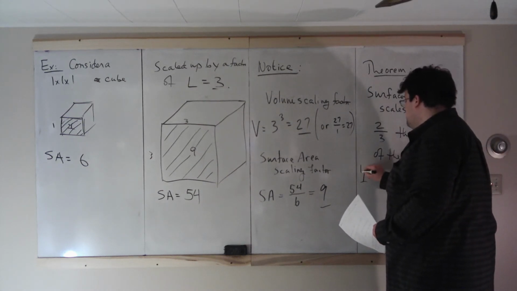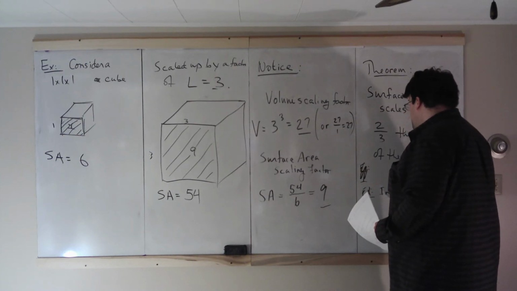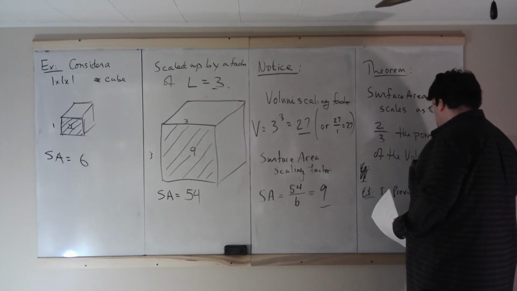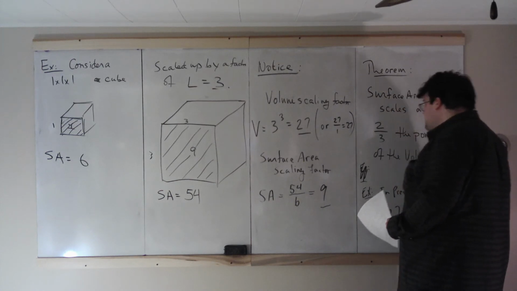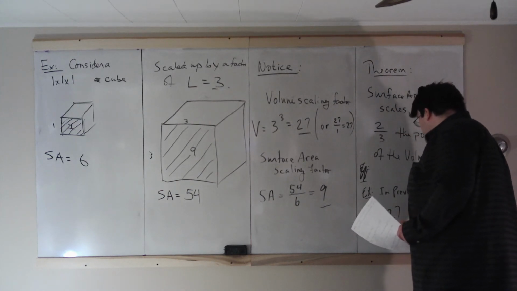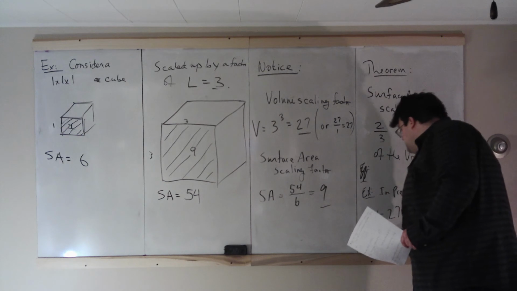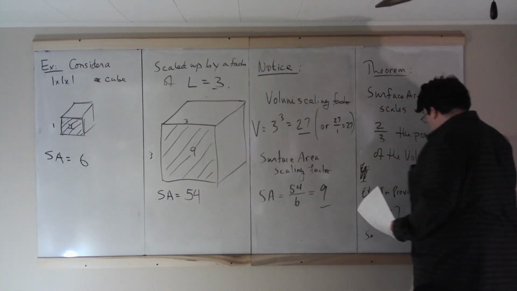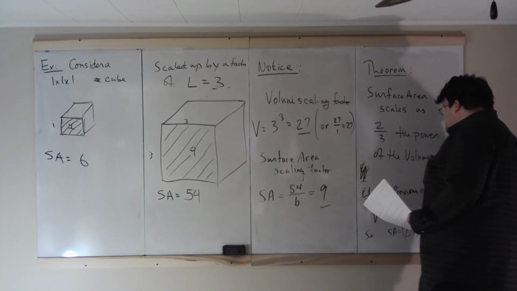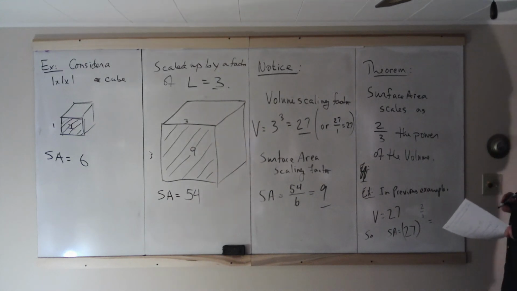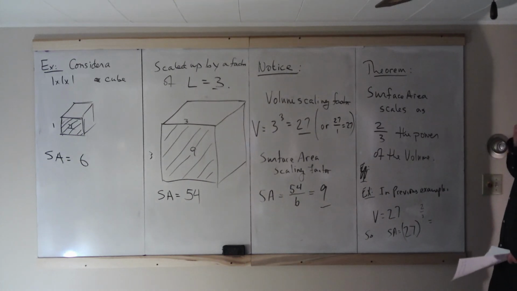So, example. In the previous example, the volume scaling factor was 27. So the surface area scaling factor would be 27 to the 2/3. What's 27 to the 2/3? Well, I don't know 27 squared. Actually, I think I do. I think it's 729. That number shows up a lot.